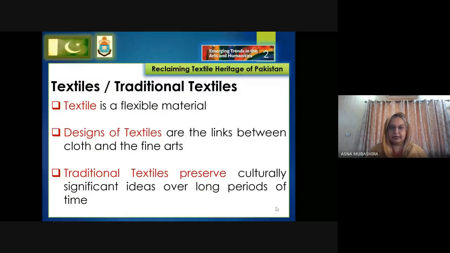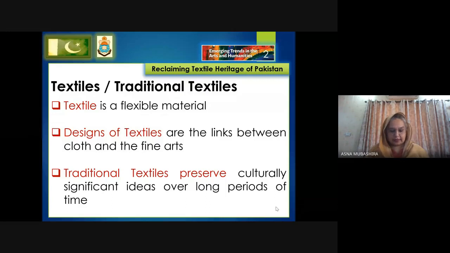A textile is a flexible material consisting of a network of natural or artificial fibers. Designs of textiles are often the links between cloth and the fine arts of a time. These are part of art movements and ideas of different ages and are instruments to carry these through. Textile designs are primarily evolved from three sources: the quality of fiber, the size and type of yarn, and the way they are combined. By this orientation, textile designs are classified into two types: structural and decorative.